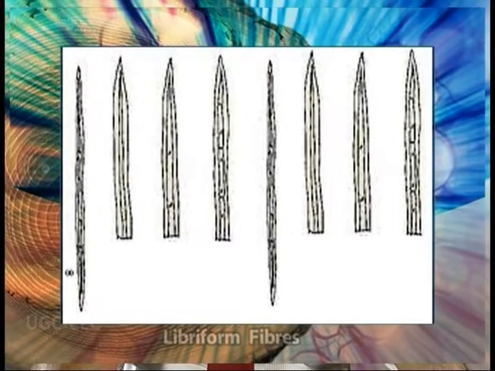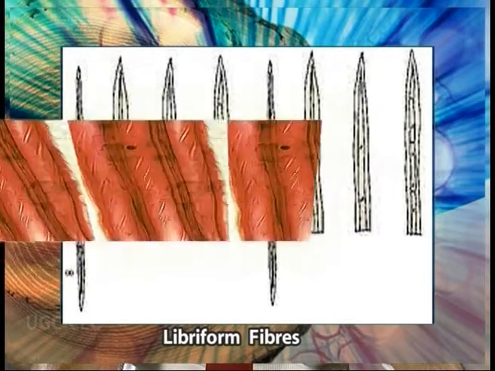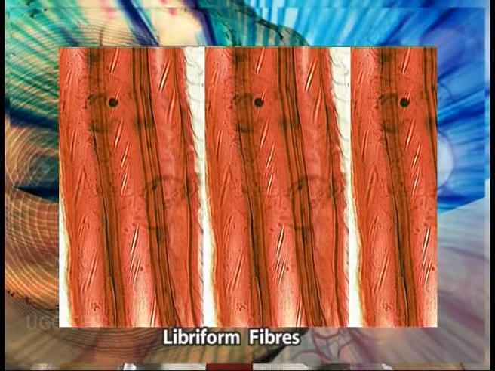Now next, libriform fibers. As the most highly specialized wood fibers, libriform fibers are the most abundant cell type in many woods and are the major elements of structural support. They are characterized by great length, relatively small transverse diameters, thick secondary walls and sharply tapered ends.